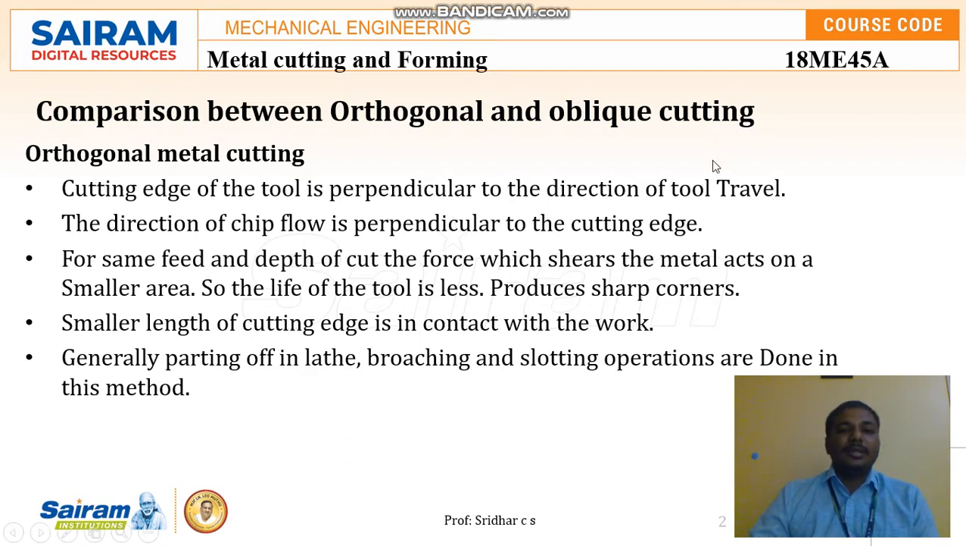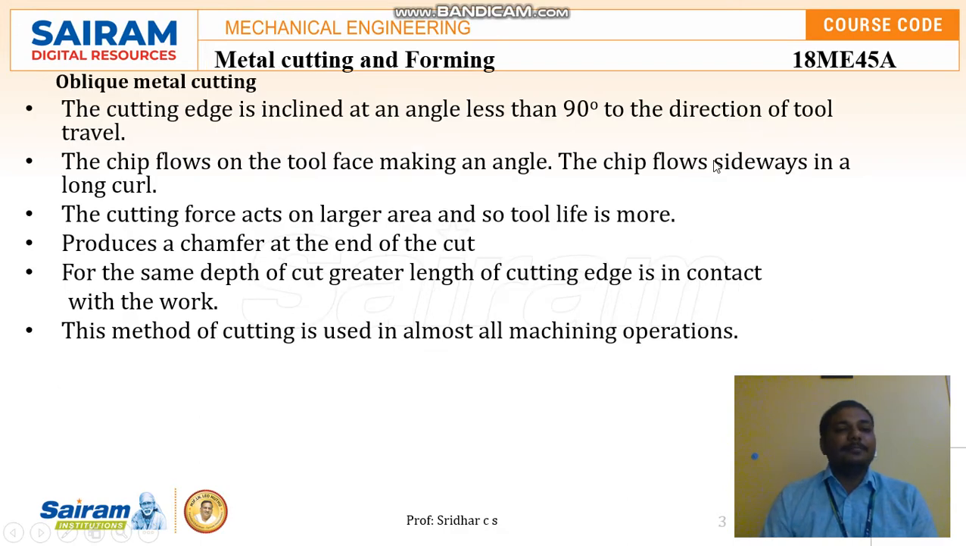Now we'll see the comparison with oblique metal cutting. The cutting edge is inclined at an angle less than 90 degrees to the direction of tool travel, which is nothing but an acute angle. The cutting tool will be inclined at less than 90 degrees, and for whichever angle we fix, the tool will travel in that direction. The chip flows on the tool face making an angle, which is what we call acute.